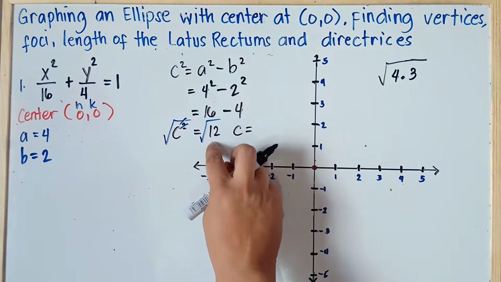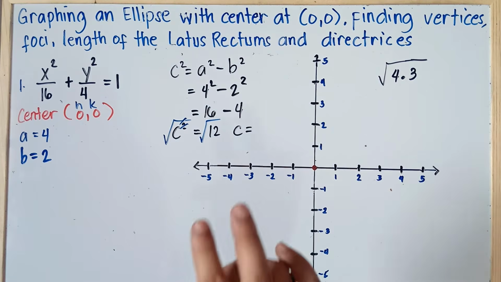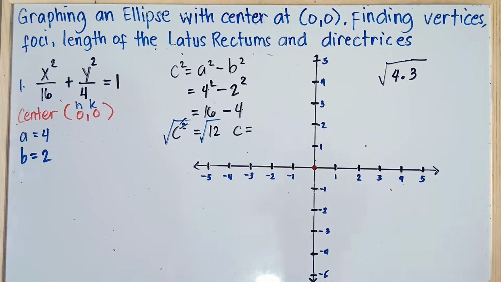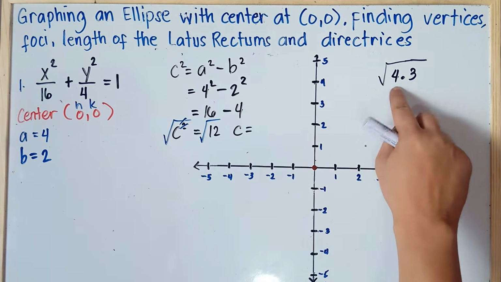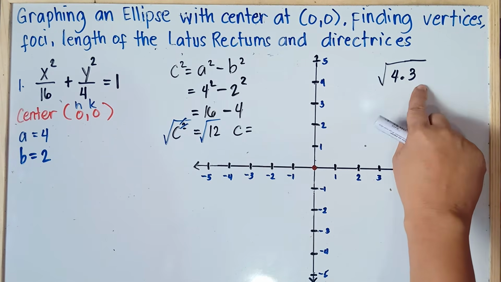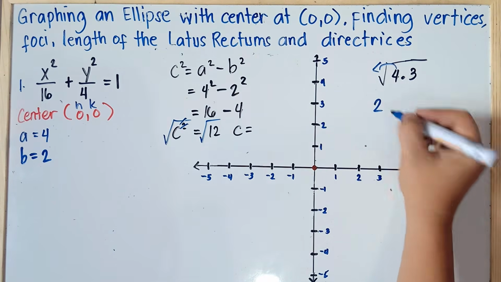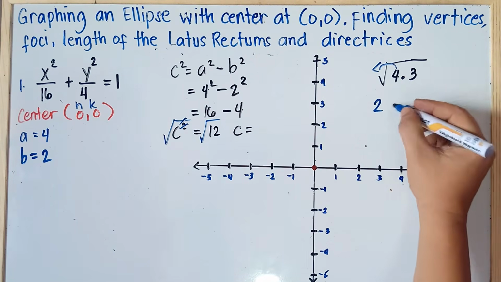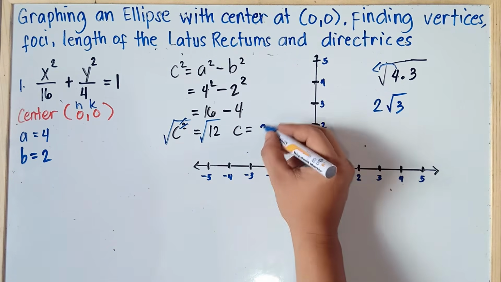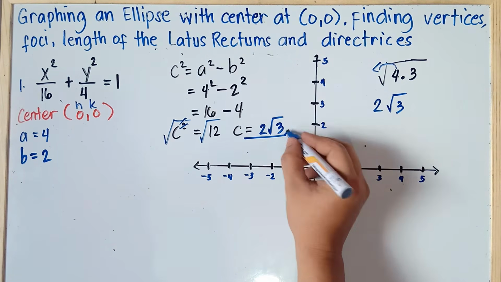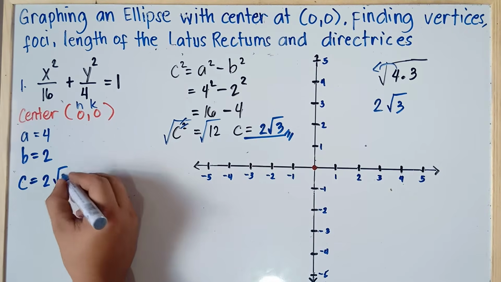Once again, class, the square root of 12, we need to simplify. We find two numbers, one a perfect square and the other not, that when you multiply, you will get 12. Of course, that will be 4 and 3. The square root of 4, you put it outside. The square root of 4 is 2. And then we don't have a square root of 3, so copy the square root of 3. So the final answer is 2 square root of 3. So c is equal to 2 square root of 3.